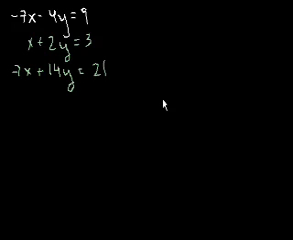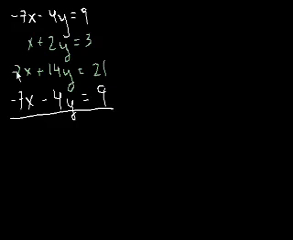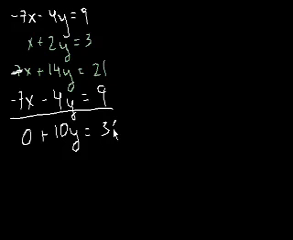Let's write that first equation down again: minus 7x minus 4y is equal to 9. Now we just add. This is a positive 7x. It just almost looks like a negative, though. Okay, so that's 0. 14y minus 4y is 10y, which is equal to 30. y is equal to 3.